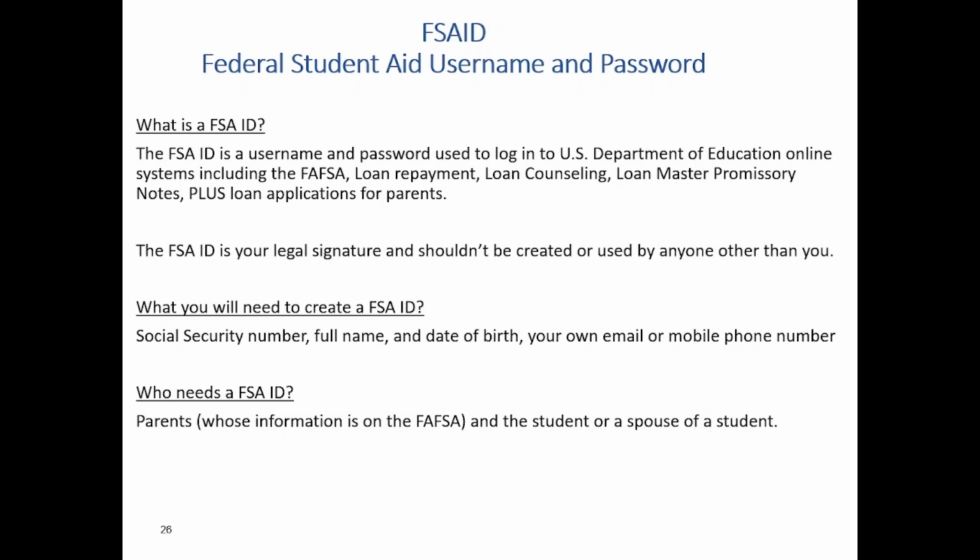Each person completing a section on the FAFSA will need their own username and password because that is their legal signature. To get it, you have to have your social security number, your full name, your date of birth, and your own email or mobile phone number. So parents, if you're completing the FAFSA, you need one. Your student needs one. Student, if you have a spouse, your spouse will need one. So you can start doing that right now. Even though you can't complete your FAFSA until December, you can go ahead right now and get your FSA ID ready to use.